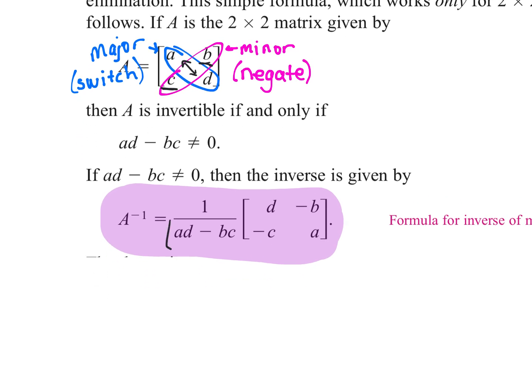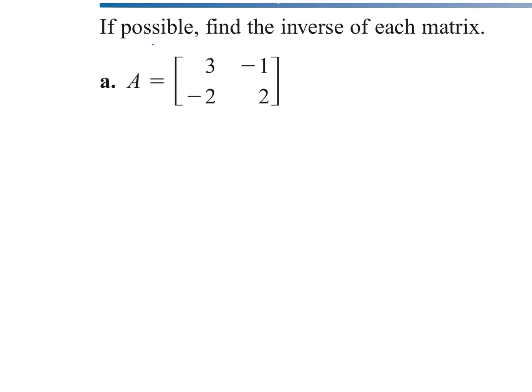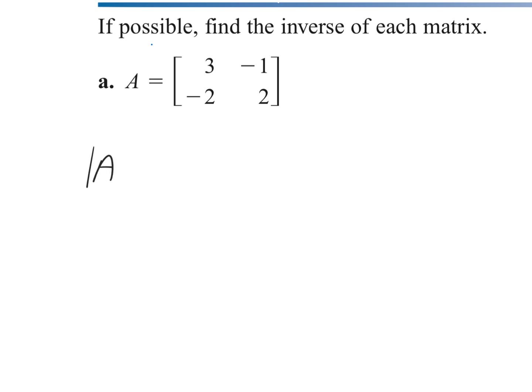So we just learned a little bit ago that this on the bottom, 1 over that number, that is the determinant of a 2 by 2 matrix. So this is your determinant. All right, so I'll show you how to do that with this example. First, let's find the determinant of A. All right, how do we do that again?